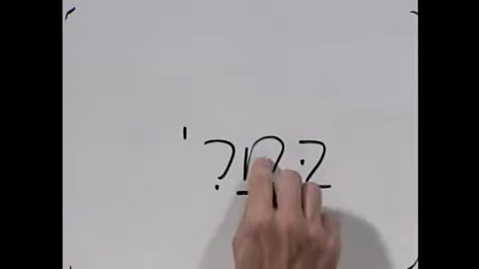And you've got to watch out for this form because it can look like a Piel form that has an implicit dagesh. So it's a little more complicated. We have to watch out for that. But again, what we have here is your original.